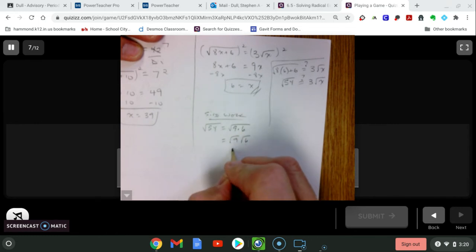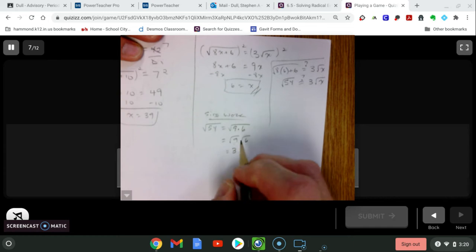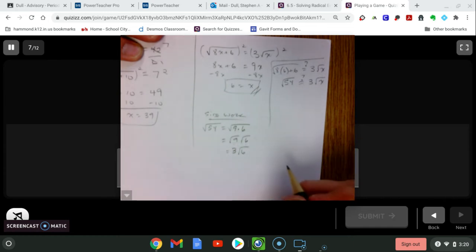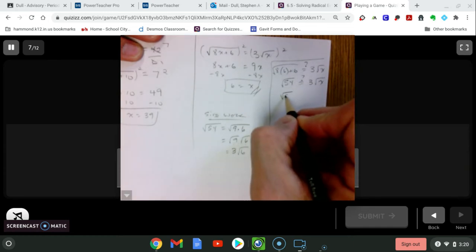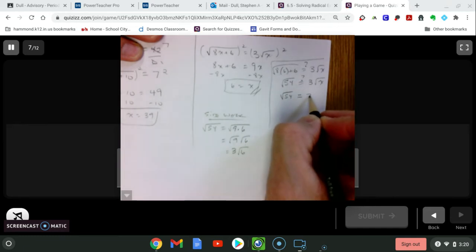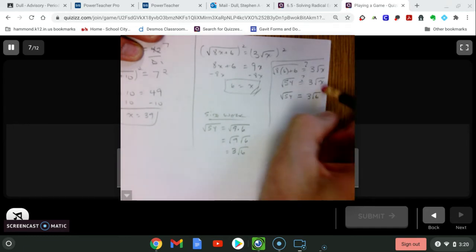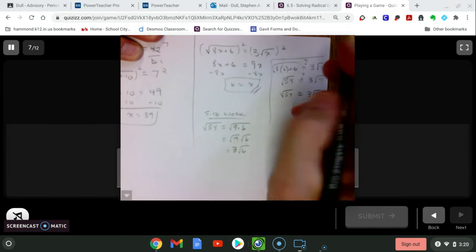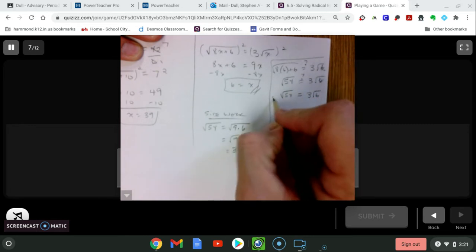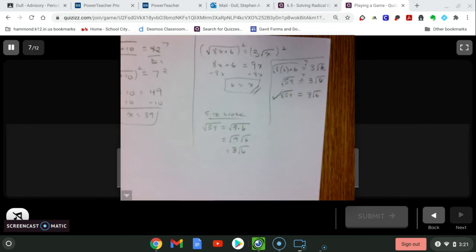So when I get to the square root of 9, awesome, I can simplify that to 3. So 3 times the square root of 6. So it turns out that yes, the square root of 54 is equal to 3 times the square root of 6. And our work checks.